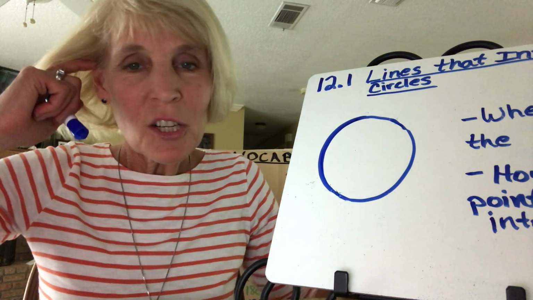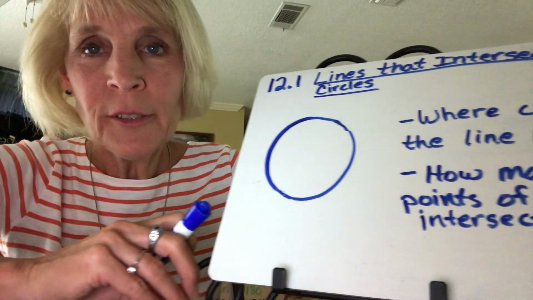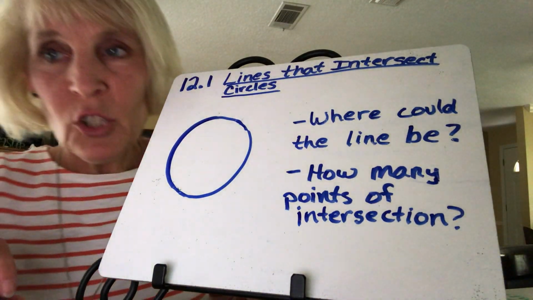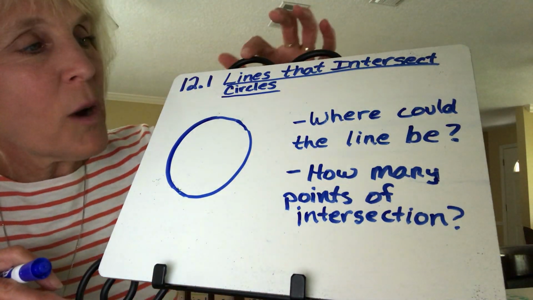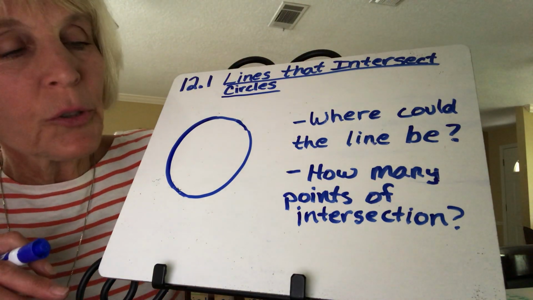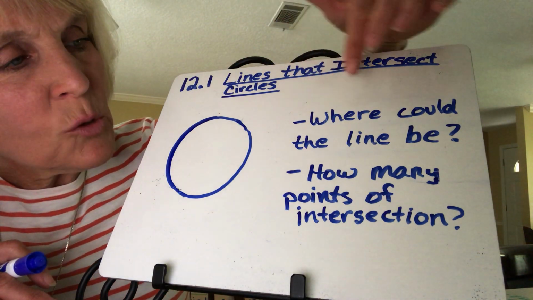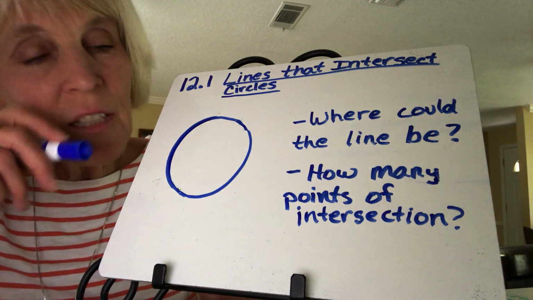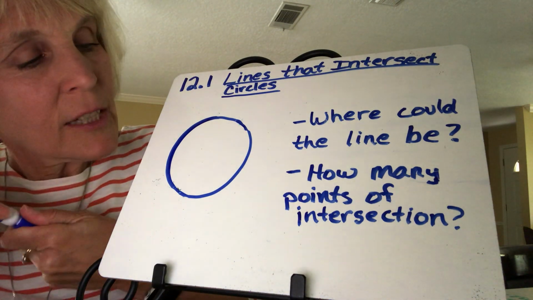Let's go ahead and get started then in chapter 12. In chapter 12, we're going to be looking at 12.1 and 12.2 this week. So 12.1 is lines that intersect circles. So the first question I asked is, where could the line be? And how many points of intersection then is the second question. So let's take a look at that.